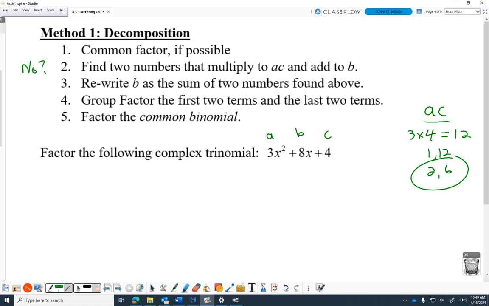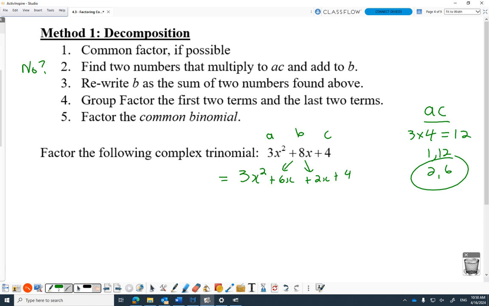Write it right under here and go, okay, so I'm going to rewrite this thing as 3x squared plus 6x plus 2x. I'm going to take the 8x and break it into the perfect pair, 2x and 6x. I went 6 first and 2 second. I'm not doing a trick there. I'm just saying, whichever way around, this will work. Then, after that, you're just doing factoring by grouping.